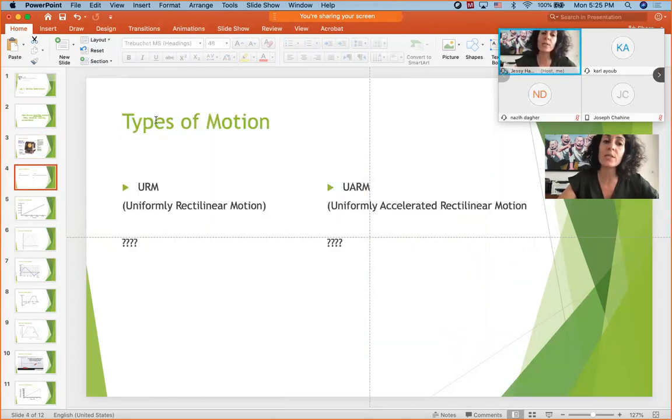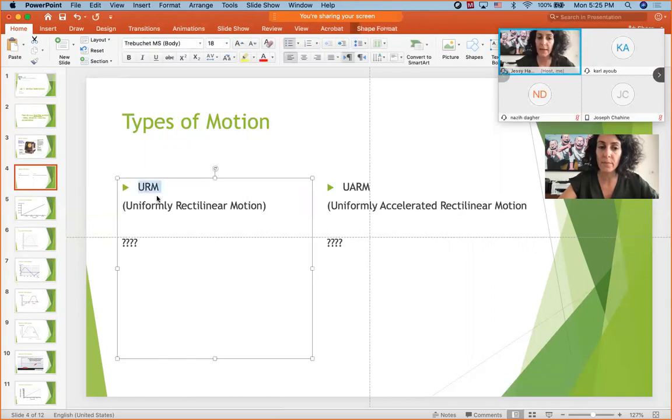Now I need to discuss the different types of motion. I can think of the URM, that stands for Uniform Rectilinear Motion, and UARM, which stands for Uniformly Accelerated Rectilinear Motion. I don't know if you ever heard of these. Maybe together we can write some definitions. So what do you expect uniform rectilinear motion to look like? Can you help me define it?